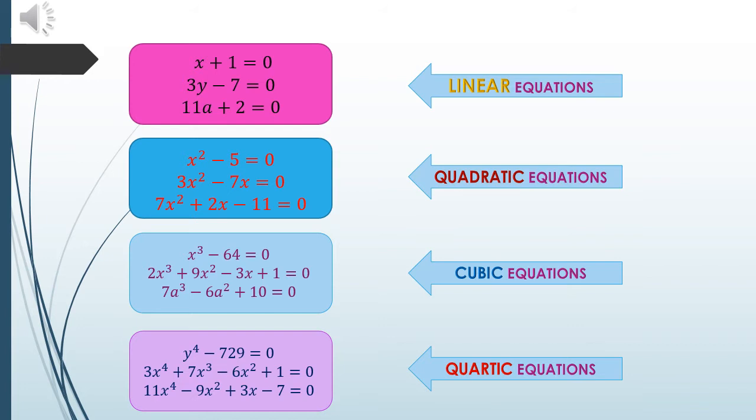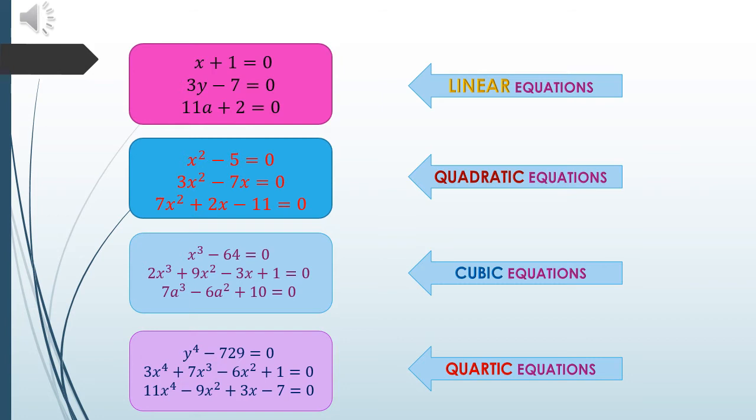Now what about the cubic equations? In a cubic equation, the highest power of the variable is 3. So these equations are cubic equations. First, x cube minus 64 is equal to 0. This is a cubic equation because the highest power of the variable is cube 3.